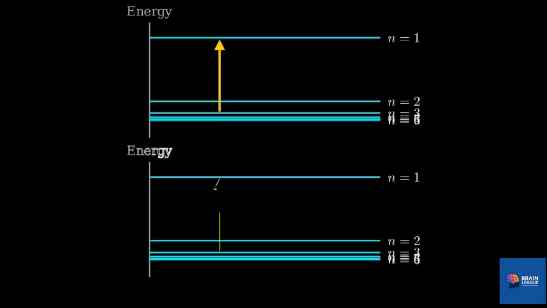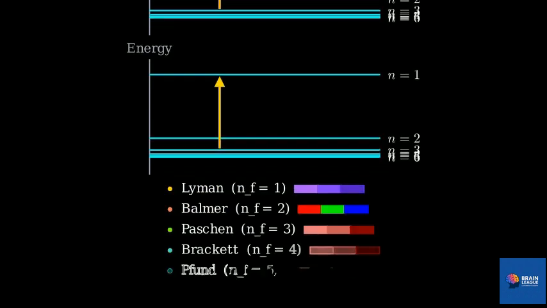Spectral lines of hydrogen group into series, each characterized by a common lower level. The Lyman series has final level n equals 1 and lies in the ultraviolet. The Balmer series has final level n equals 2 and includes the visible lines. The Paschen series has final level n equals 3 and lies in the infrared. We also have Brackett, Pfund, and more at even longer wavelengths.